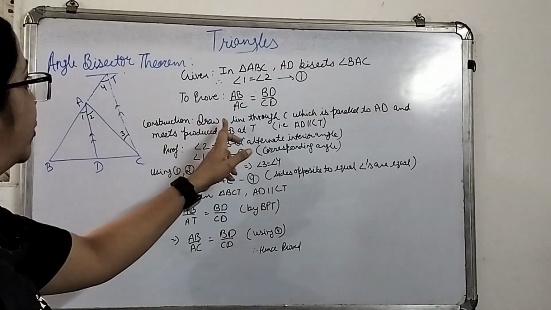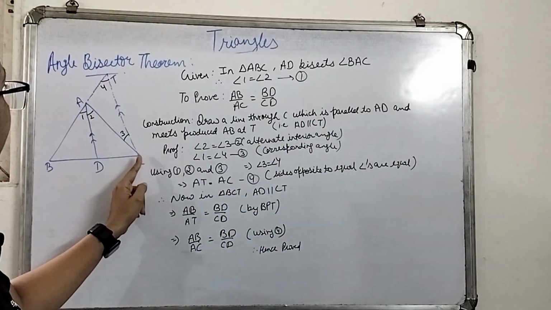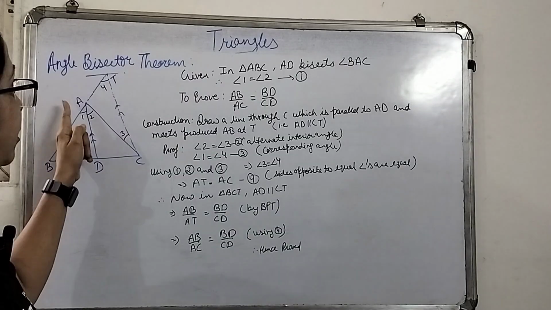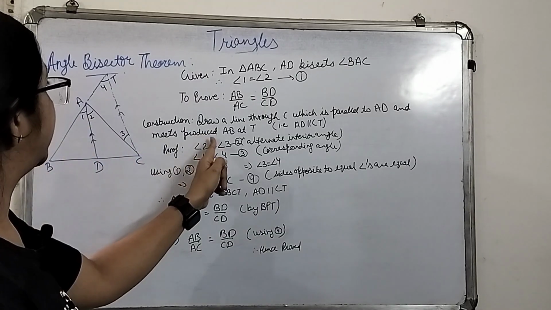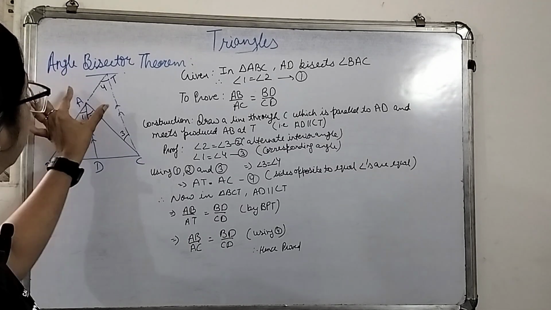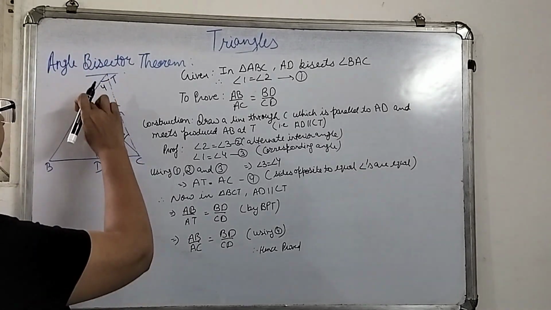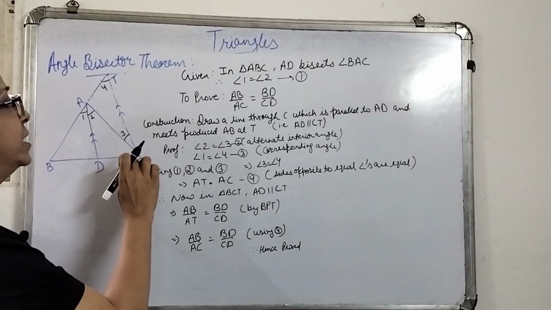That means we will draw a line through C which is parallel to AD and which meets the produced AB at T. When we produce these lines, both of them will intersect at the point T. That means AD is parallel to CT.